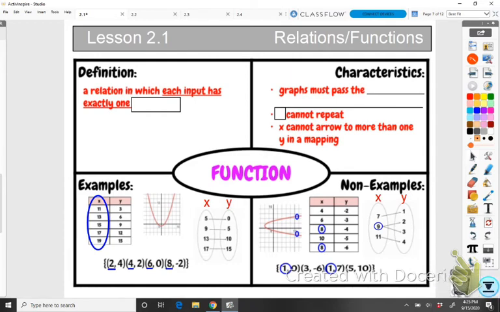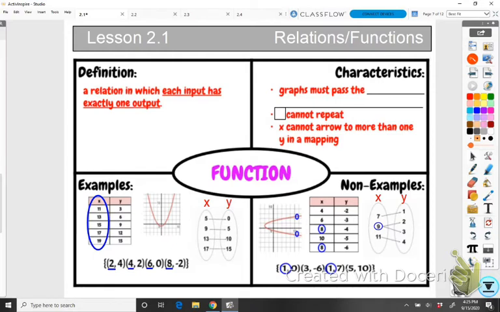has exactly one output. So each input has exactly one output. So each domain has exactly one range. Each x has one y. So we'll talk about that here in a second with the examples and non-examples.